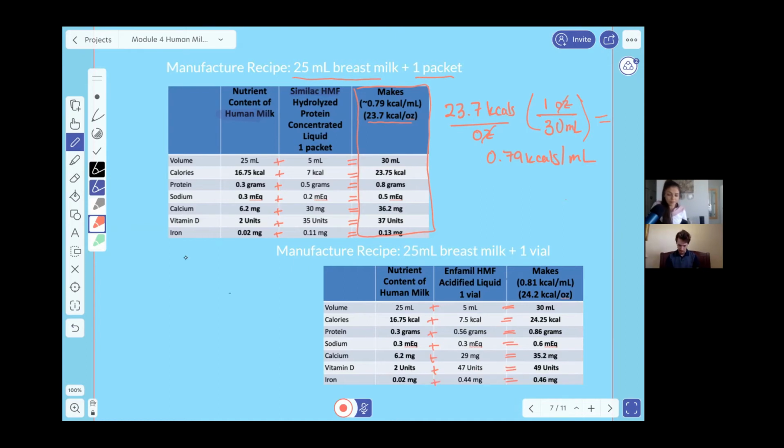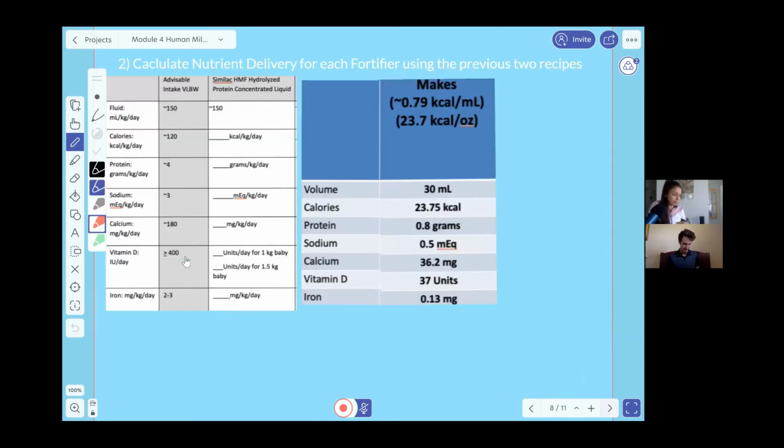Okay? Yeah. So just to be clear, we have here 2 different types of fortifiers. This one up here is our Similac. This one down here is our Enfamil. Okay. All right. Got it? Makes sense. So we're just adding them to the 25 milliliters of human milk. Of the human breast milk, yes. That is why we call it fortification. That is, so they say. That is what they say.